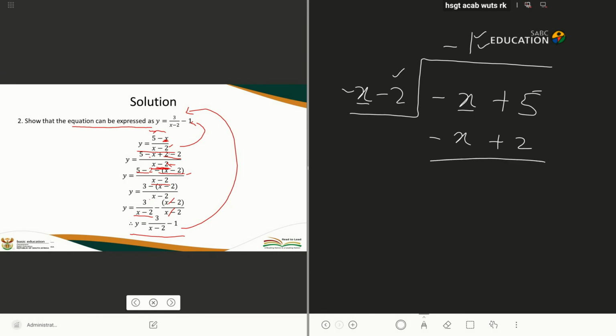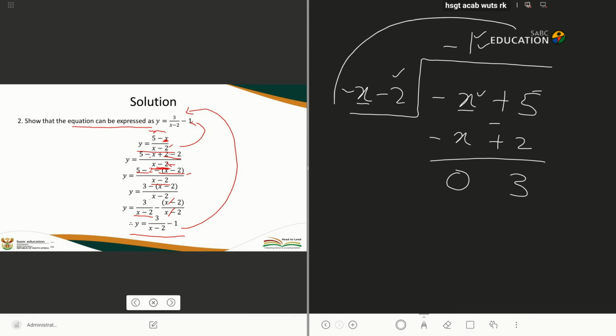All right, so I'll subtract. I'll say negative x minus negative x, so this becomes 0. And then I'll have 5 minus 2, which gives me 3.